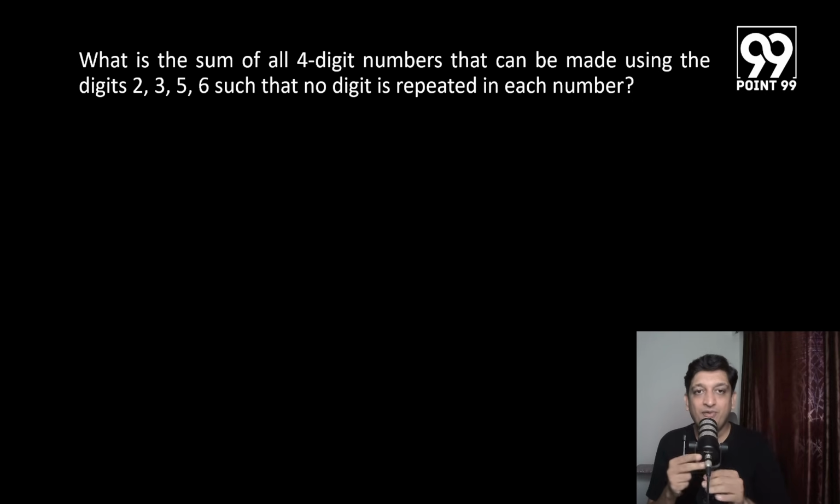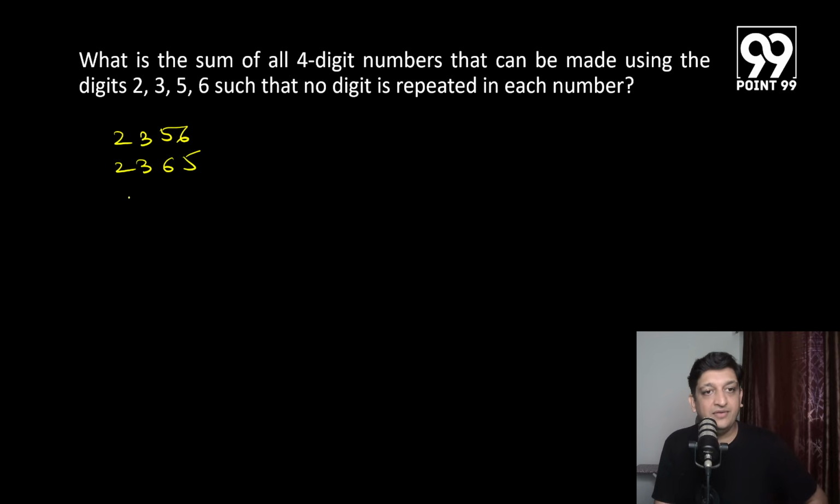You have to find the sum of all 4-digit numbers that can be made using the digits 2, 3, 5, 6. Now, if I were to write everything down, I can say that 2, 3, 5, 6 is a number that I can form. I can form 2, 3, 6, 5. I can form 2, 5, 3, 6. I can form 2, 5, 6, 3. I can form 2, 6, 3, 5. I can form 2, 6, 5, 3, and so on.